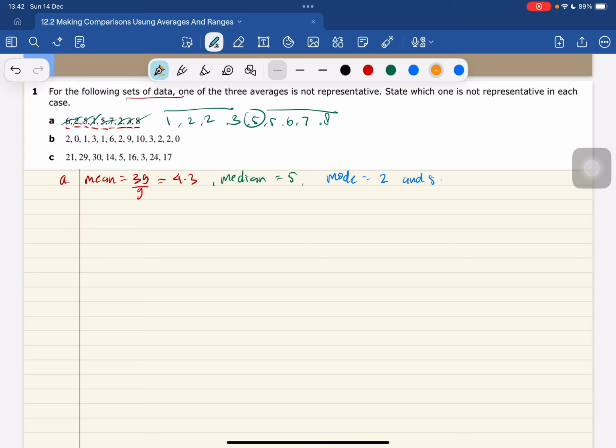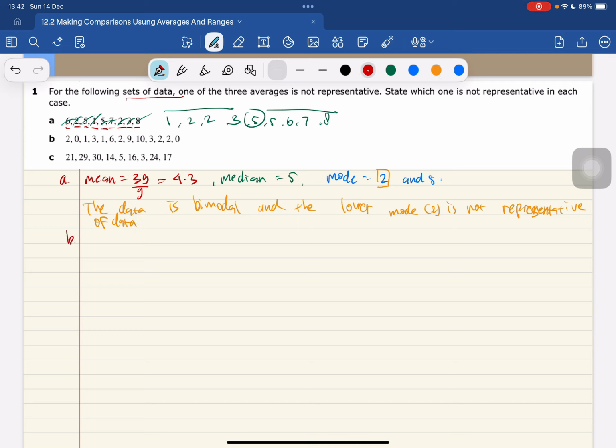So the data is bimodal, and the lower mode 2 is not representative of the data. We can write it here. So the data is bimodal, and this is the lower mode. The lower mode of 2 is not representative of the data. Okay, there we go.